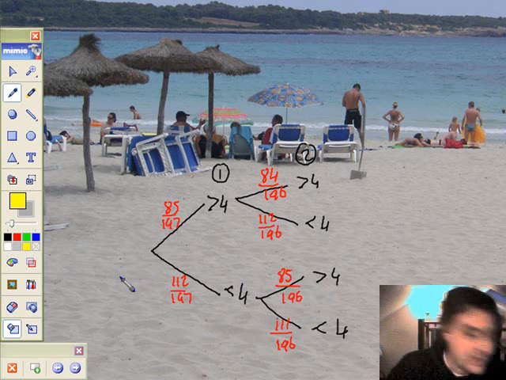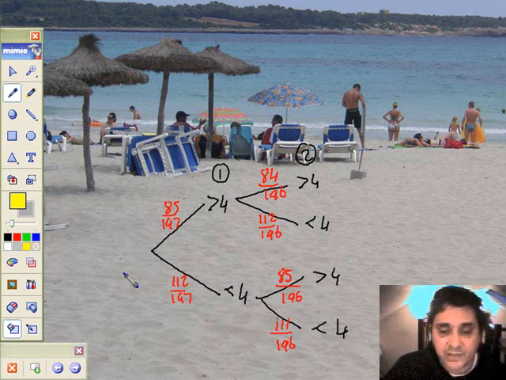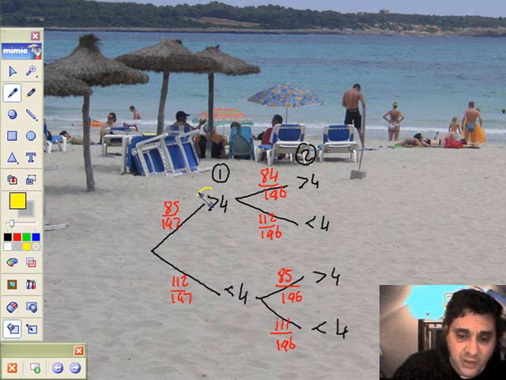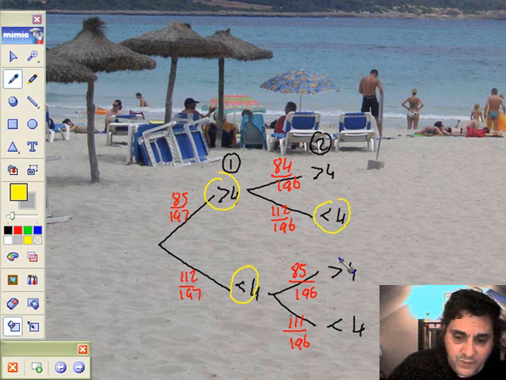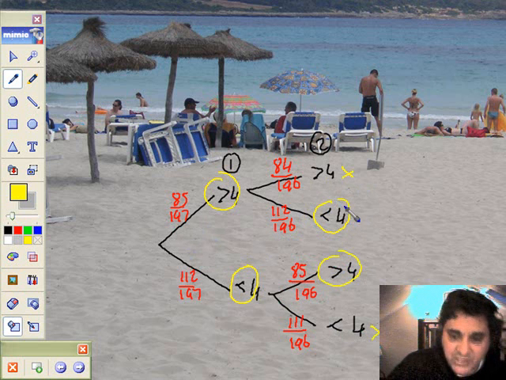The question says the probability of finding one customer who's less than 4 seconds and the other one greater than 4. So these are the options. I will go greater than 4 followed by less than 4, or less than 4 followed by greater than 4. So I don't need that branch, and I don't need this bottom branch here. I just need to work out the two probabilities here.